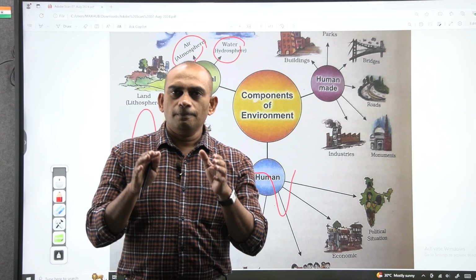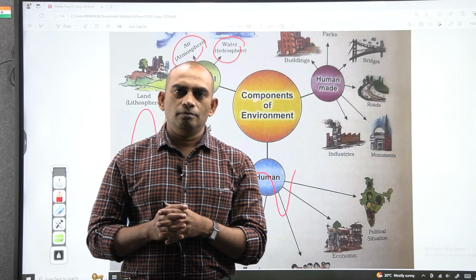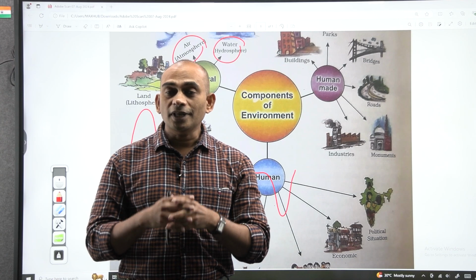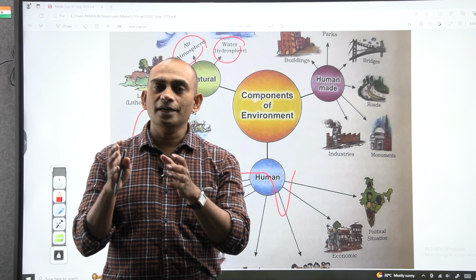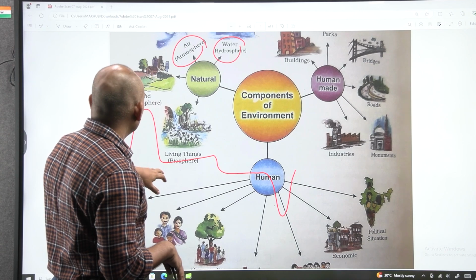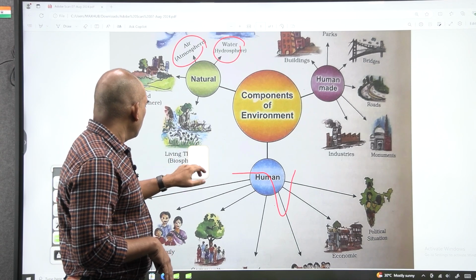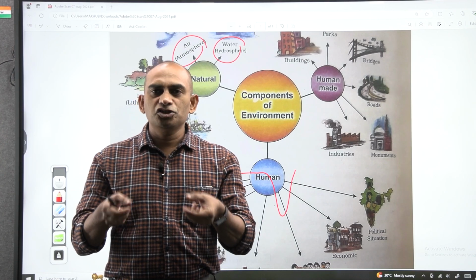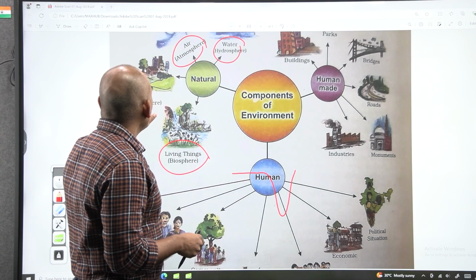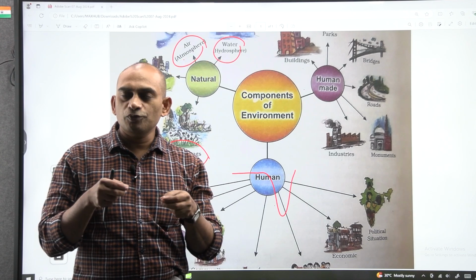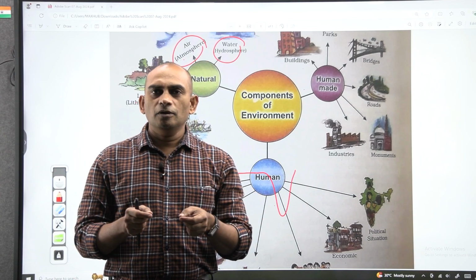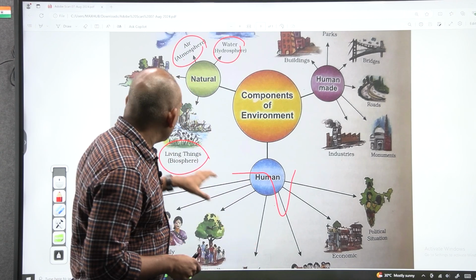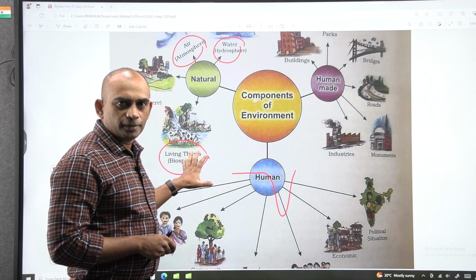Atmosphere, generally, is a balanced one. But sometimes, whenever there is a change in the atmosphere, that leads to a change in the weather and climate. Now, we are going to take up biosphere. Biosphere, that is living things. It is a narrow margin where land, air, water interact with each other. This is a sphere where life exists. Okay, this is all about natural environment.